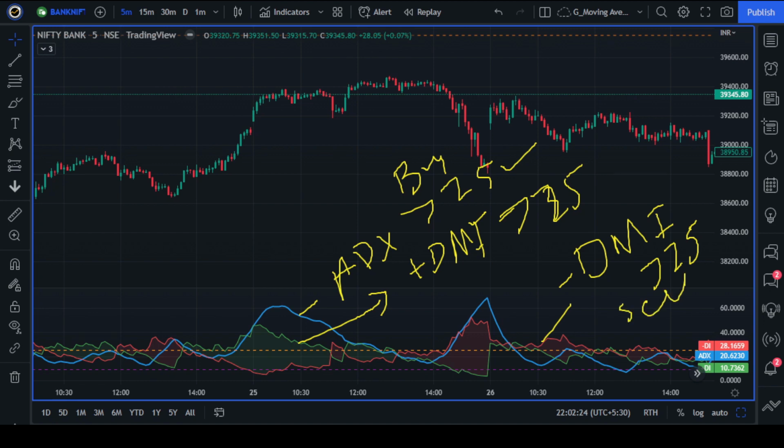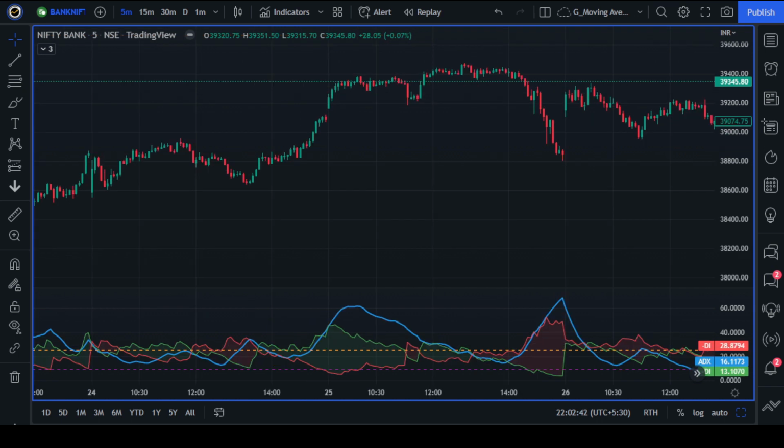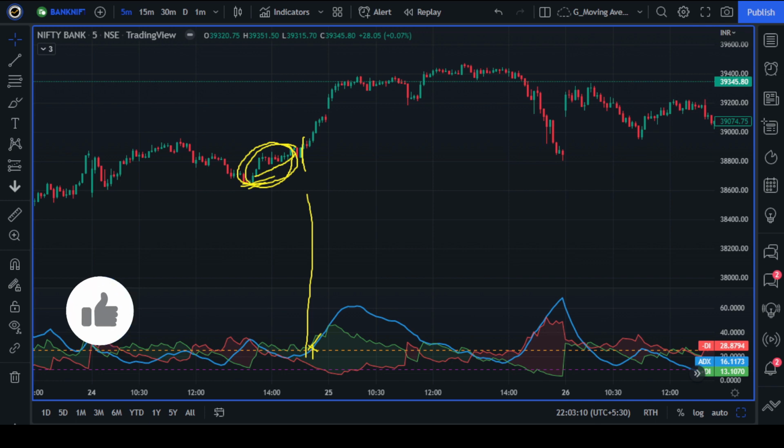And I have marked the 25 line here in a yellow dotted line. So let us look at where the buy and sell signals are. The first one is on 24th. If you see here, ADX is above 25 and plus DMI is also above 25. This is a buy signal. So the buy signal is coming here. But if you really look at it, it is quite late. The buy signal should have come here. So we missed this much of price movement for the buy signal. So that is how these indicators are lagging indicators.